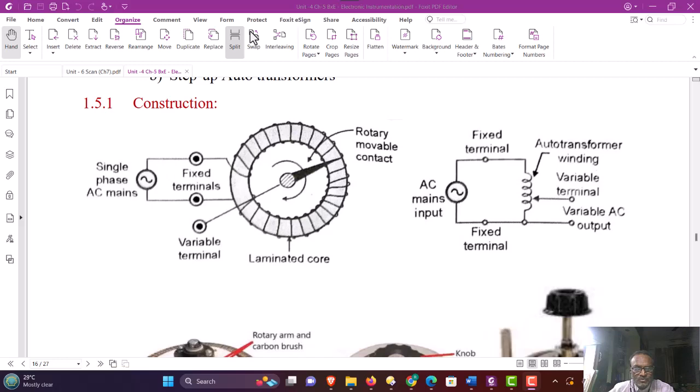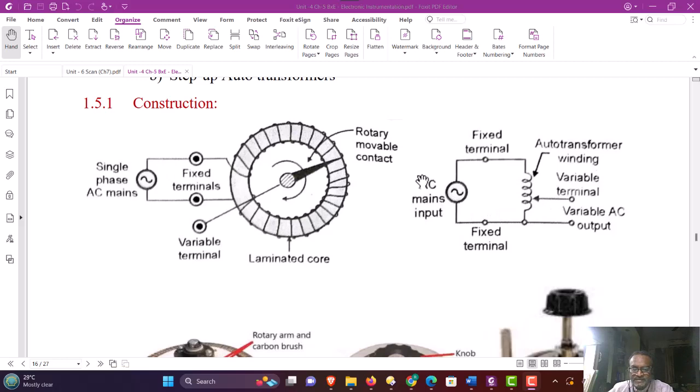The laminated core is normally used to reduce the eddy current produced in the transformer, which is as usual and similar to fixed transformers. The equivalent circuit is shown here. The symbol of the auto transformer consists of a single coil with two fixed terminals and a variable terminal which is moving on a fixed coil.